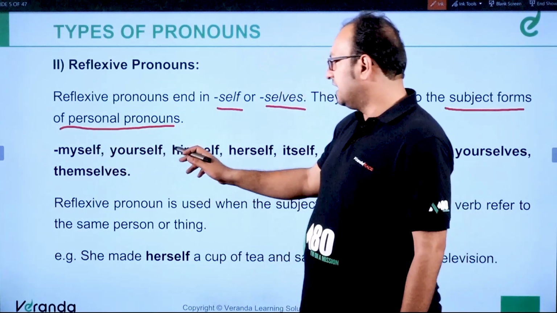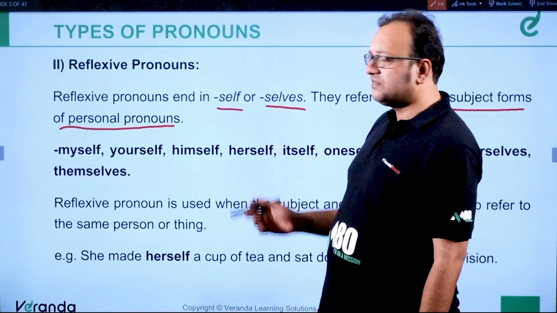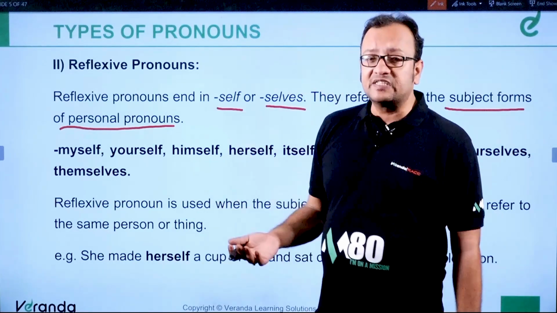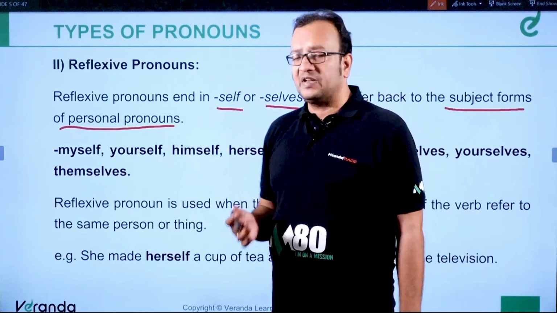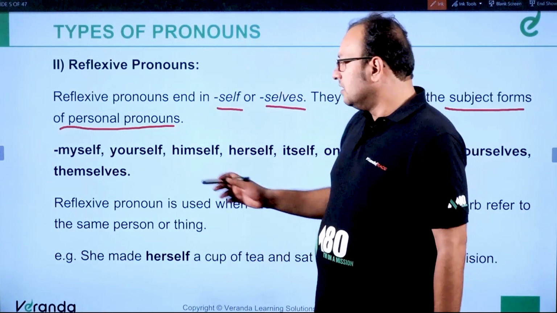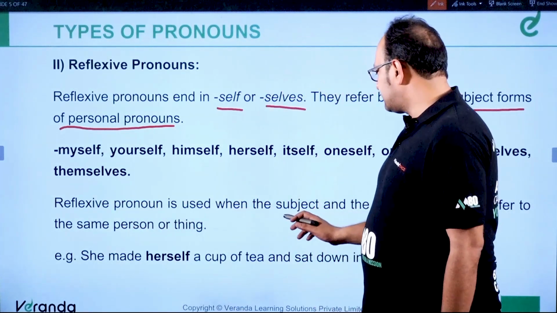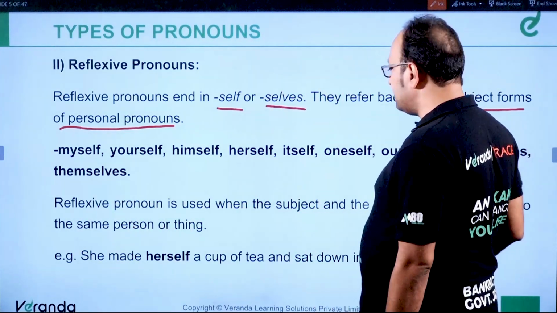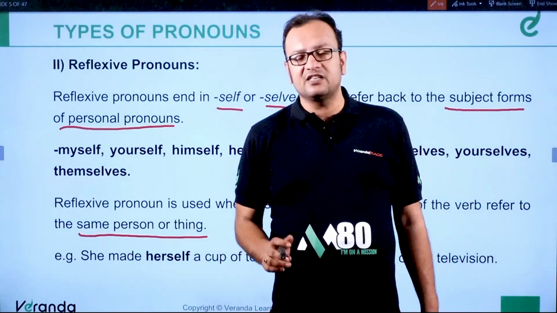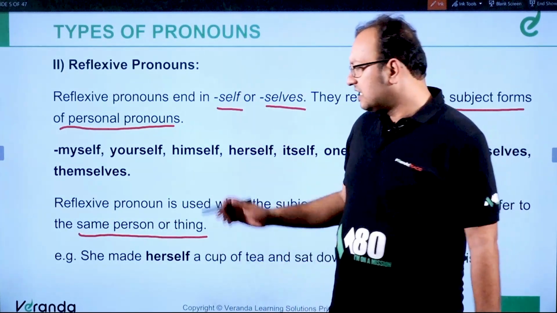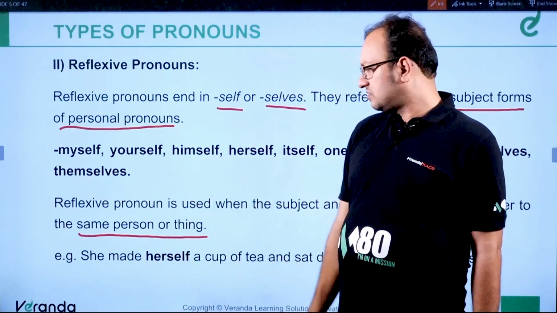Sometimes possessive case: himself, herself, itself, oneself, or yourselves, selves. This way, the reflexive pronoun is made. A reflexive pronoun is used when the subject and the object of the verb refer to the same person or thing. That's what I said: the subject and the object refer to the same person or thing. They are known as reflexive pronouns.